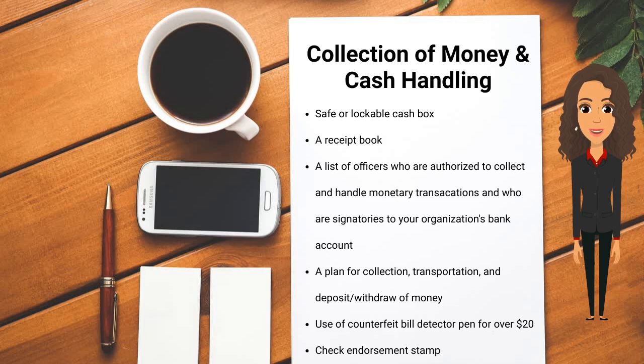If student organizations are accepting or collecting dollar bills over $20, it is recommended that the student organization use a counterfeit bill detector pen to check bills. Affordable detector pens can be found at stores that sell office supplies such as Amazon, Target, Walmart, Staples, and Office Depot.